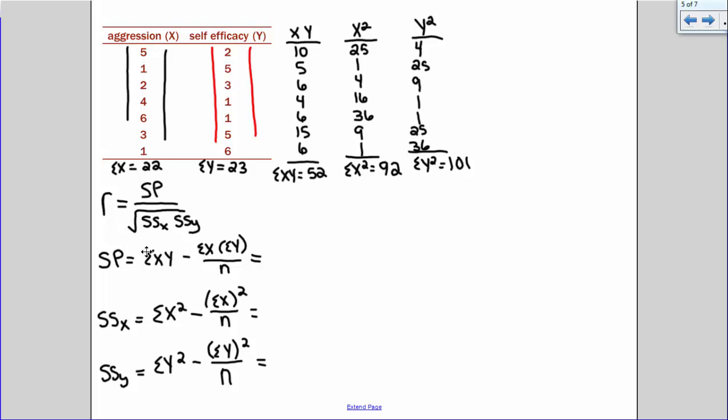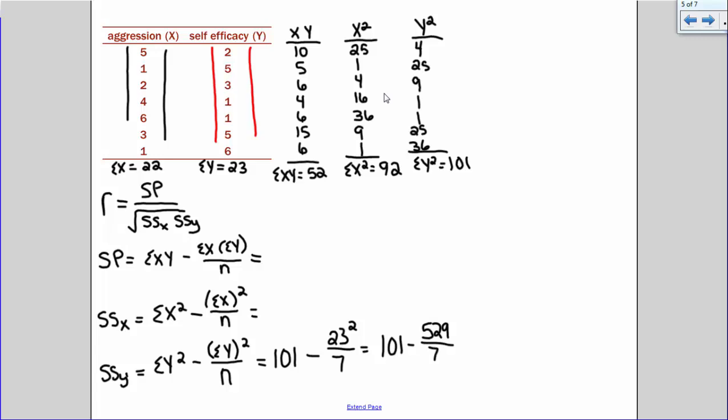So now I have all of my preliminary calculations completed, and I can start plugging values into my formulas. Let's start with sum of squares y. I'm just going to start from the bottom and work my way up. When I squared all the y's and added them together, I got 101. The sum of y is 23, and I know that I'm working with 7 scores. Don't forget your little square here. So this becomes 101 minus 23 squared, which is 529.